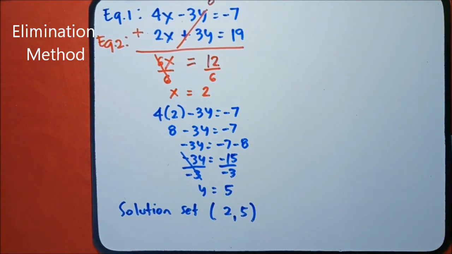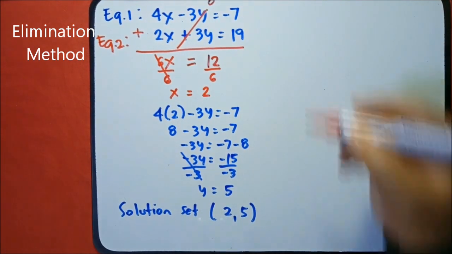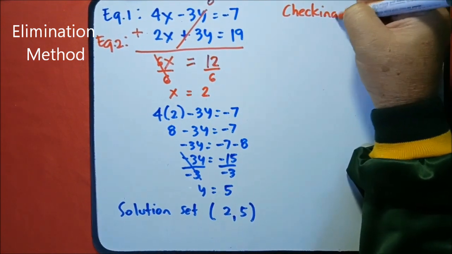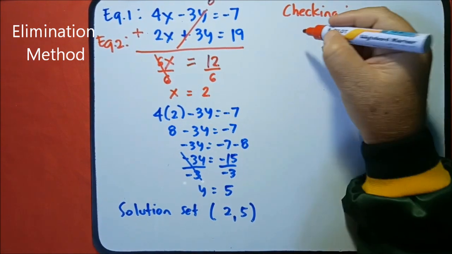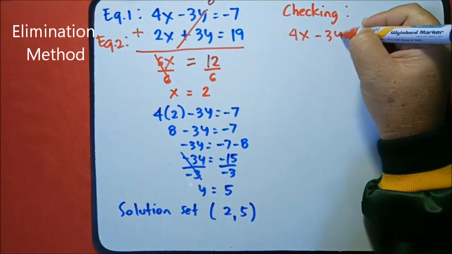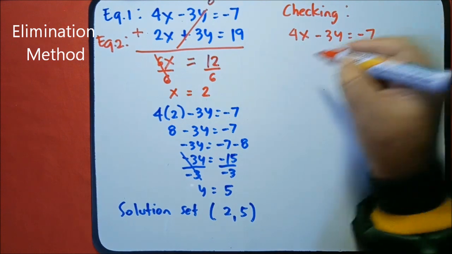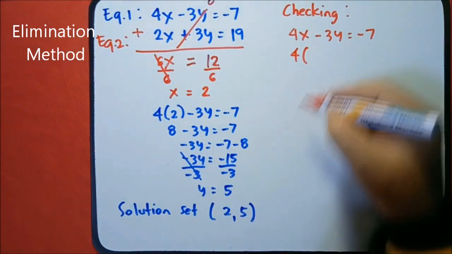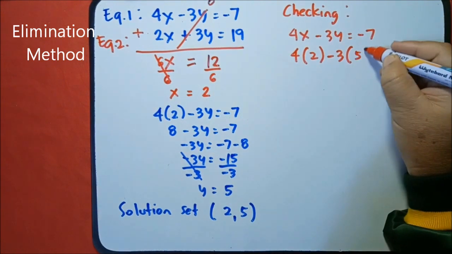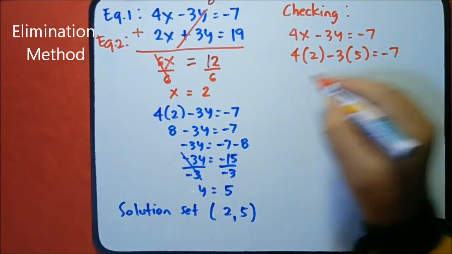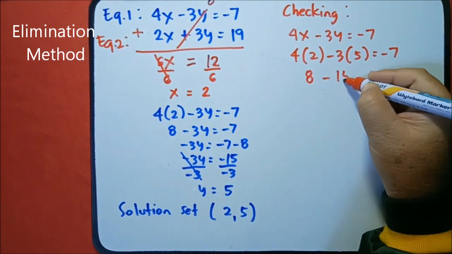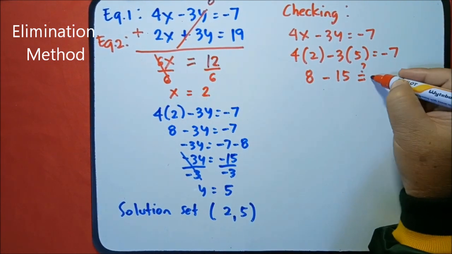Let us check. Tignan natin kung tama. Check. Sabi ko sa inyo, pag nag-check tayo, tingnan natin. Kahit isang equation lang. Let us use equation number 1. 4x minus 3y is equals to negative 7. 4 times, your x is 2. Negative 3, your y is 5. Is equals to negative 7. 4 times 2 is 8. Negative 3 times 5 is negative 15. Is this equal to negative 7?